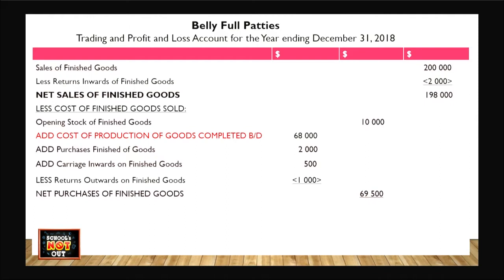$69,500. We then add the $69,500 to our opening stock of finished goods, which is $10,000. When we add both figures, we get a total of $79,500. And that represents, again, our cost of finished goods available for sale, $79,500.